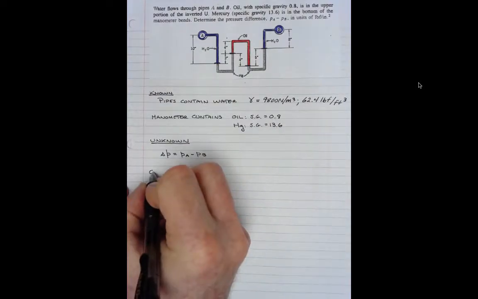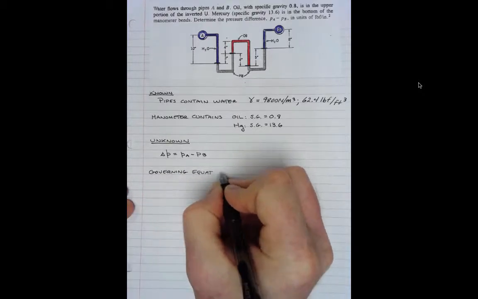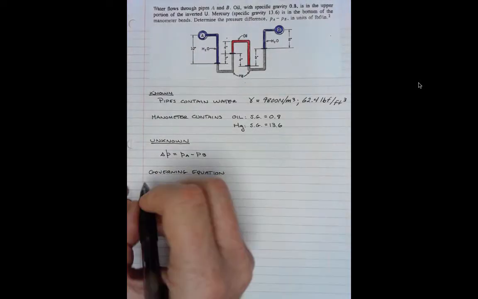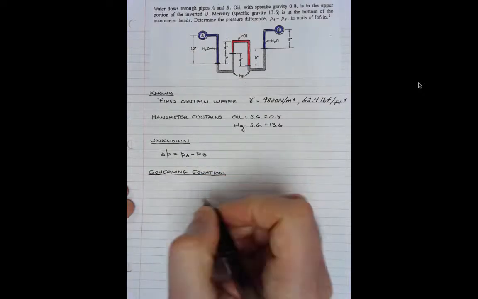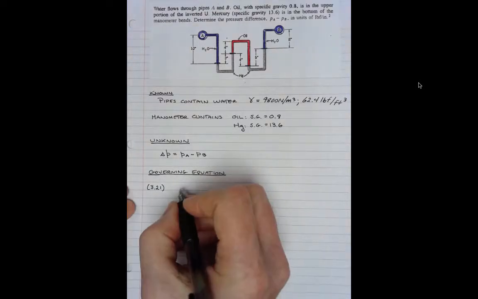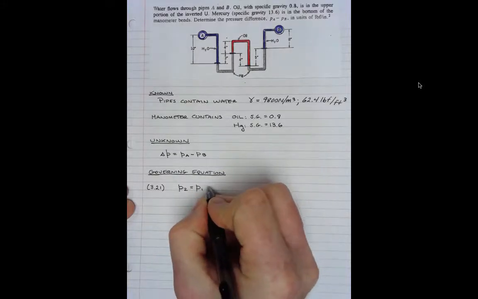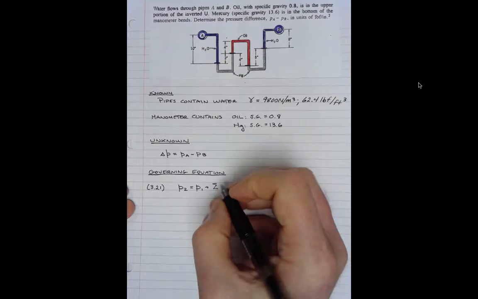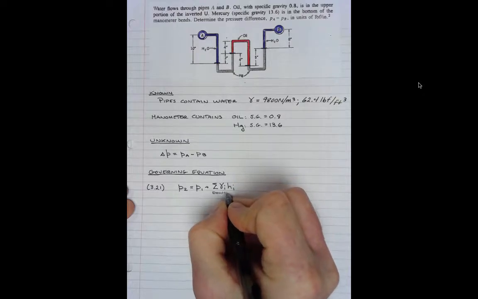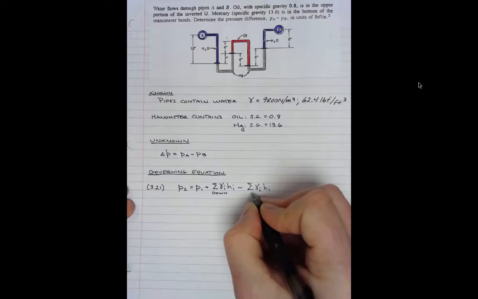What governing equations do we have? We essentially have the variation in pressure with depth for a hydrostatic fluid equation. I believe in our textbook it's 3.21. We're going to take advantage of a slightly different formulation, which says that P2 is equal to P1 plus the sum of all the gamma i times h i moving down, minus the sum of gamma i times h i moving up.